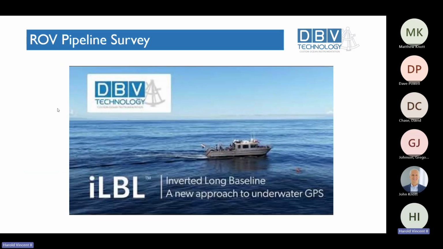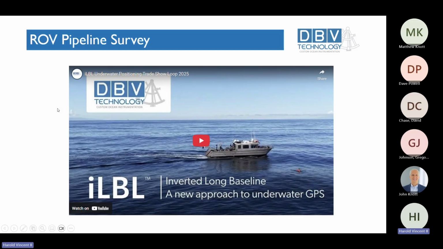And then the last example of acoustic positioning is something called inverted long baseline. And this would be an example of the use of acoustic positioning for conducting a pipeline survey. Let me see if I can play this here.